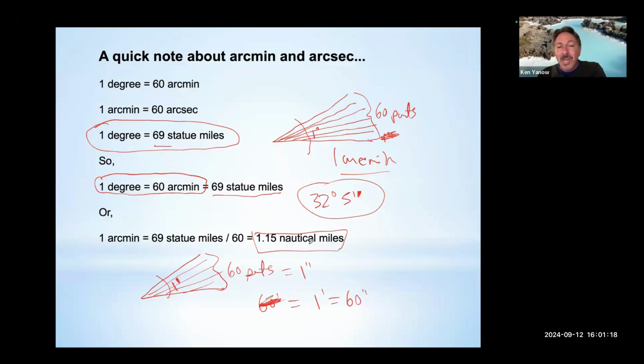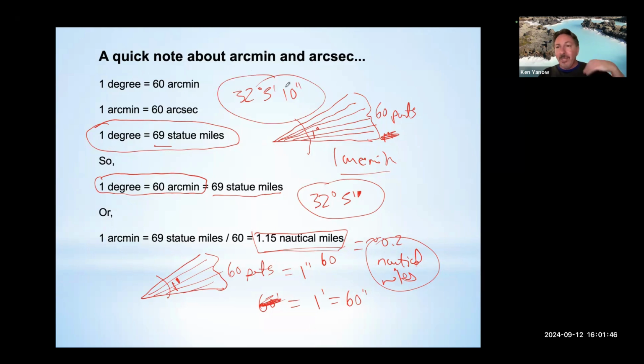So I can actually take 1.15 nautical miles, divide it by 60, and I'm going to get approximately 0.02 nautical miles if I do that math. So that means if I say San Diego is at 32 degrees, 5 arc minutes, 10 arc seconds, and I'm only off by an arc second, now I'm only off by about 0.02 nautical miles. So you can see I'm getting finer and finer detail.